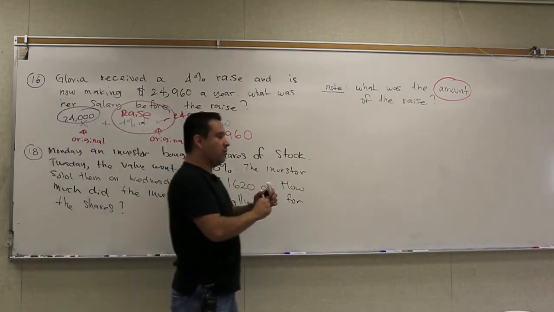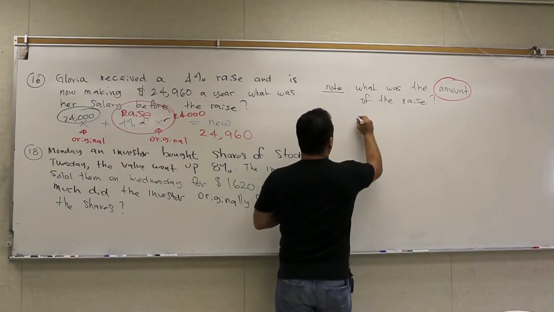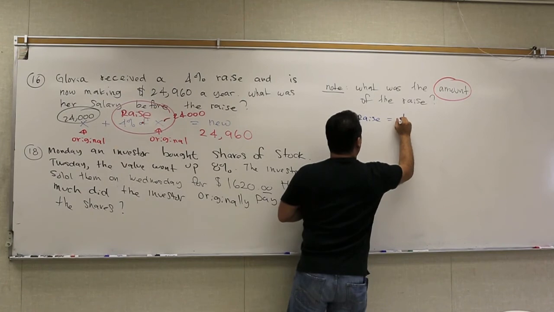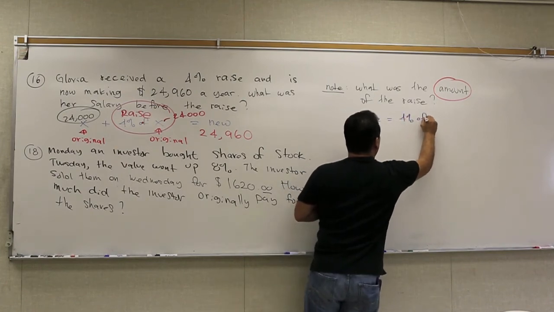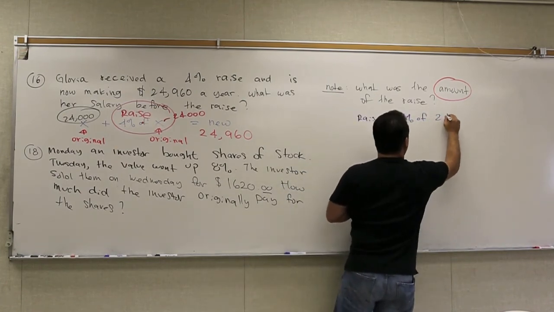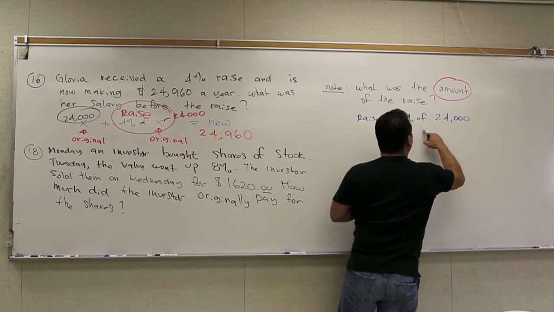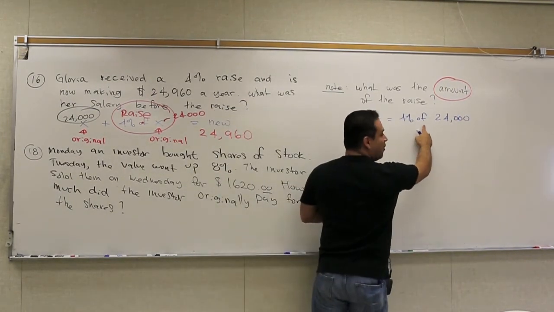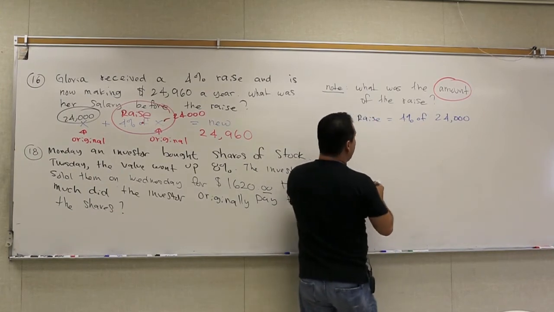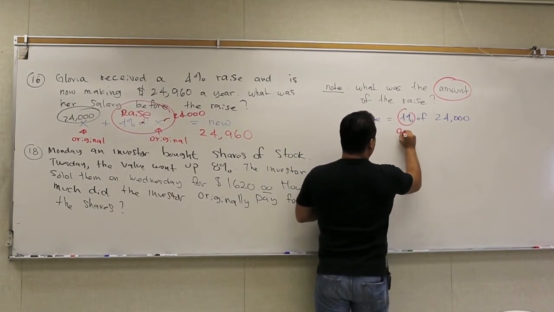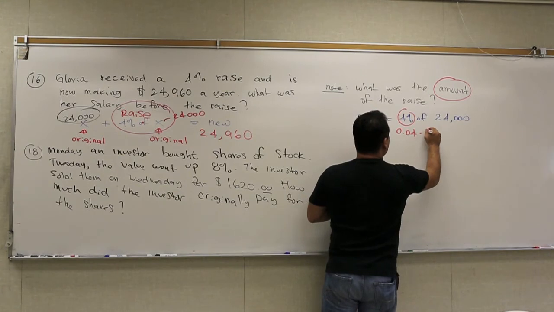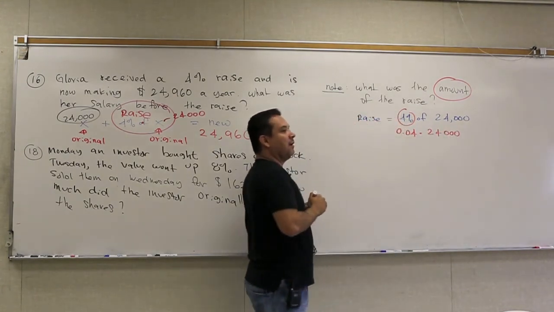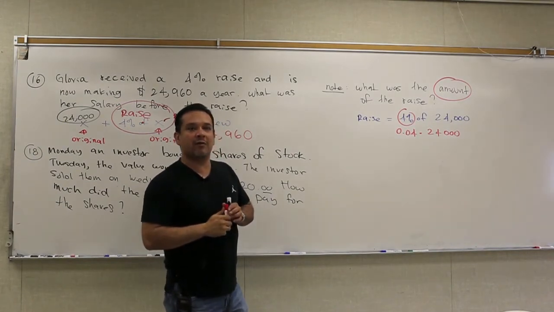So you can answer that portion by saying, well, you know what? The raise is 4% of $24,000, which you can compute by converting this to a decimal and multiplying. So you can say, can I just write this as 0.04 times that 24,000? You can, so you do more arithmetic. But what might be a little easier to do?